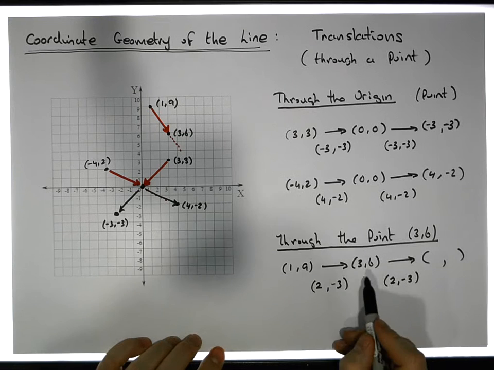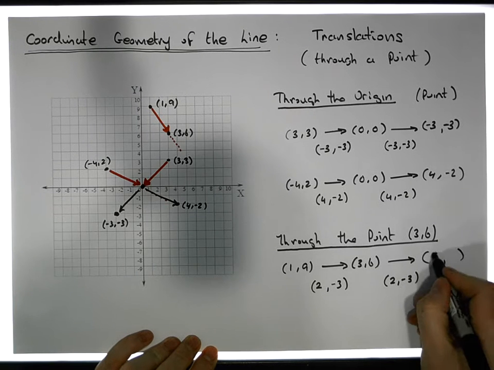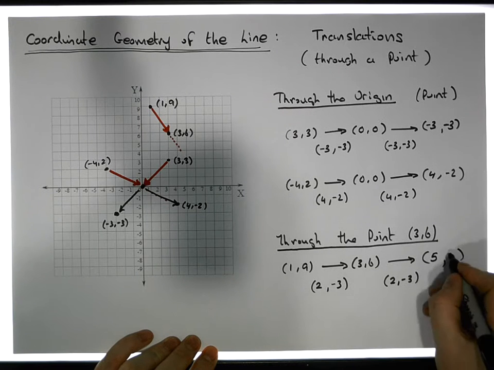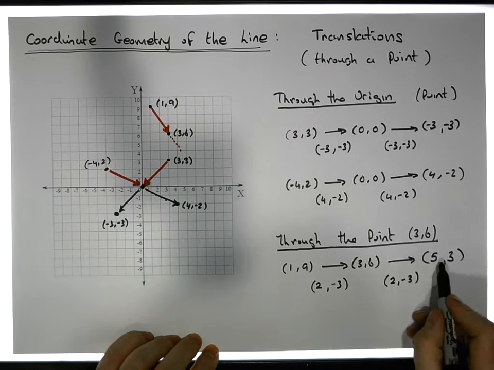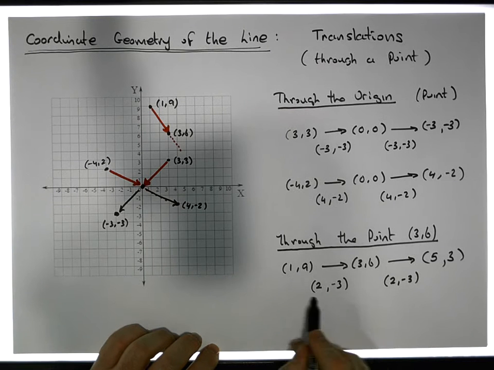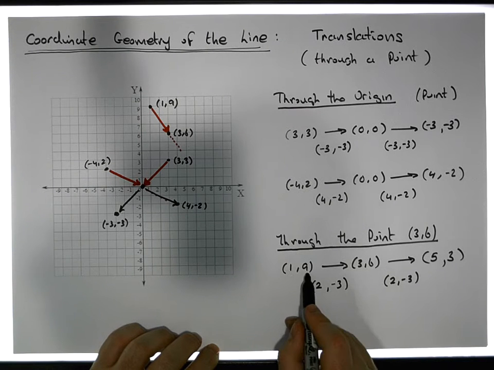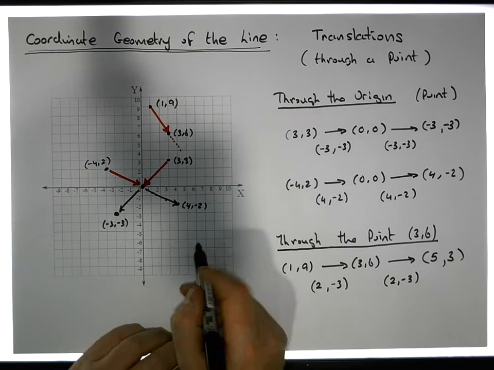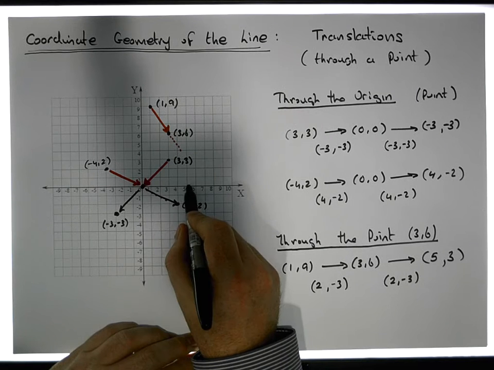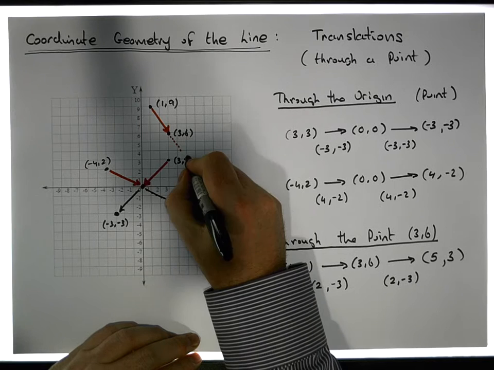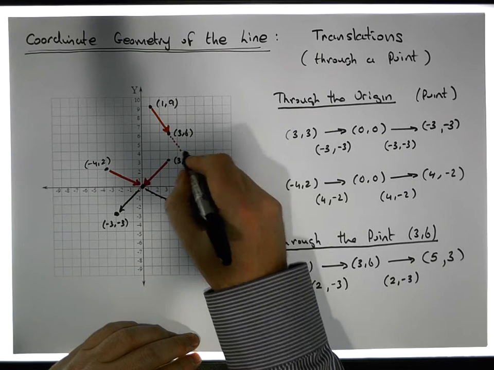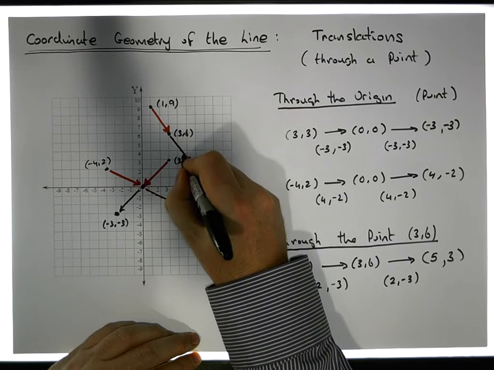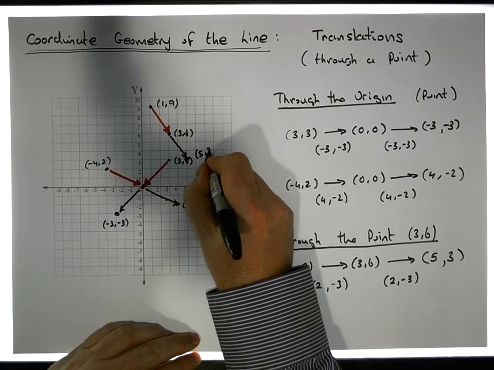So where do we go? Well, 3 plus 2 gives us 5, and 6 minus 3 gives us 3. So the image of this translation here is that 1 9, when we translate through 3 6, is taken to 5 3. Here's 5 on the x and here's 3 on the y, so it's taken to this point here, which is the point 5 3.